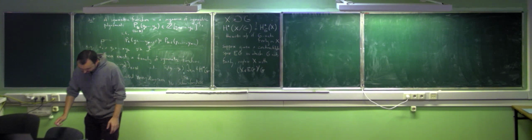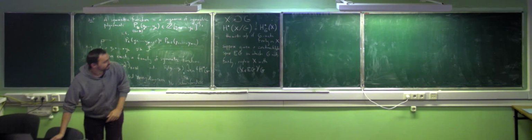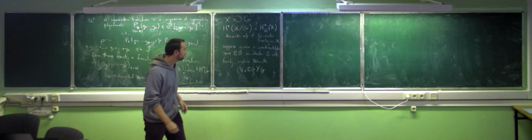You're going to say replace X with this thing, X cross EG divided by G. I'm sure I had it better written in my slides. So in other words, what you're going to do is you say X cross EG now has a free action because it's already acting freely on EG. So now we can take the quotient and that's fine, right? So that's the general definition of H star G of X. So that works in any case.